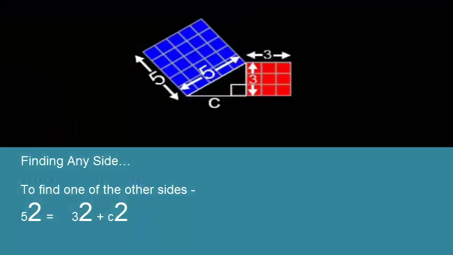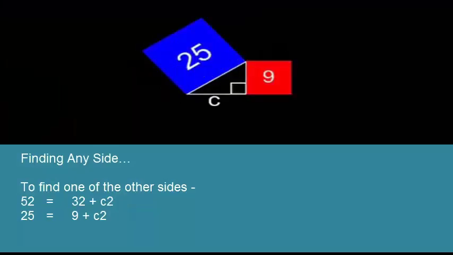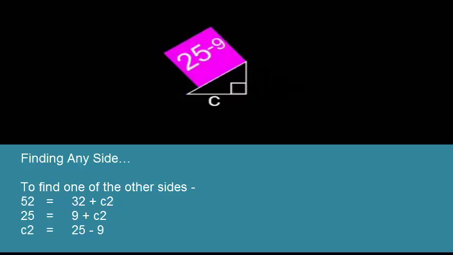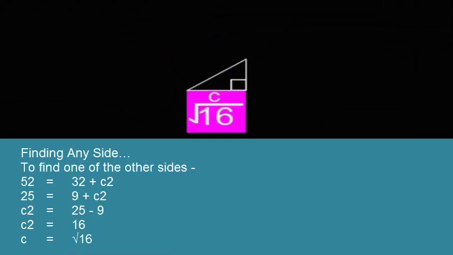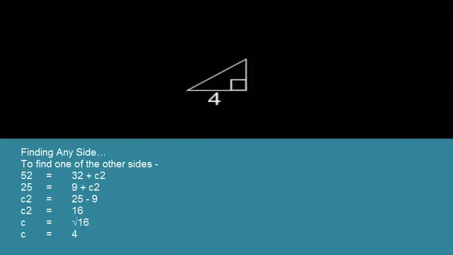5 squared equals 3 squared plus c squared. 25 equals 9 plus c squared. C squared equals 25 minus 9. C squared equals 16. C equals the square root of 16. C equals 4.